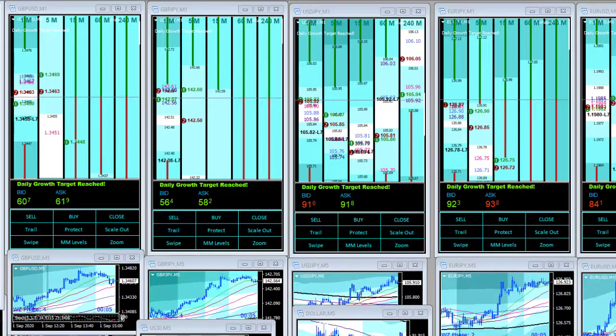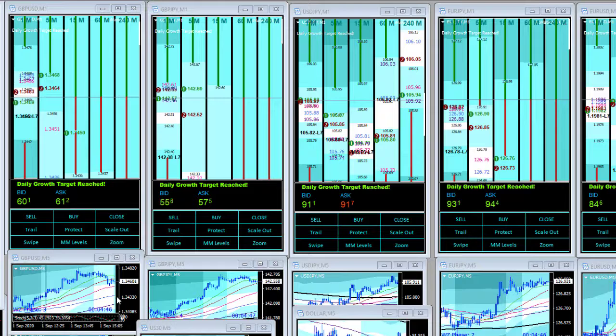How's everyone doing today? We just had a collapse white zone on cable. Let's see, the bot did good overnight. It hit the growth target. Looks like it had a little over 50 pips.